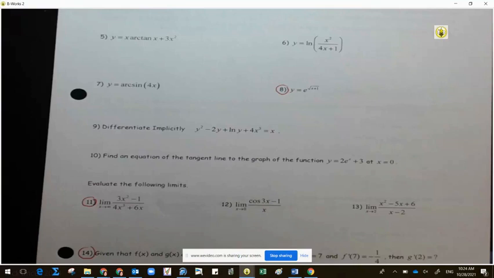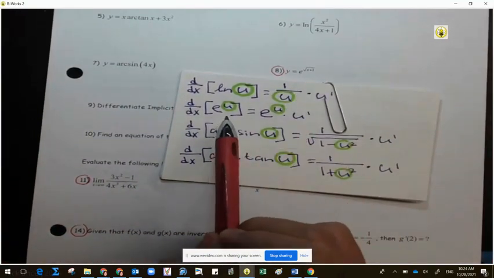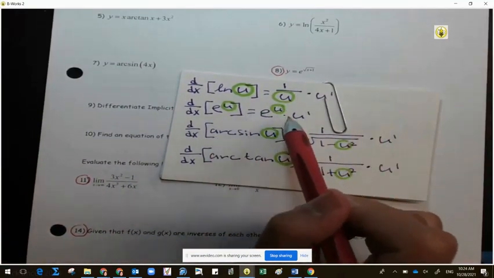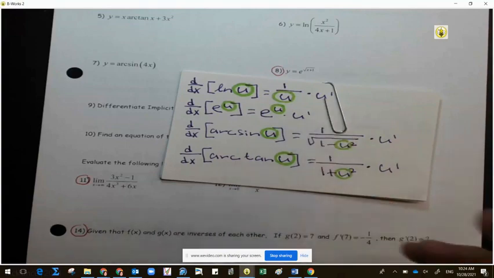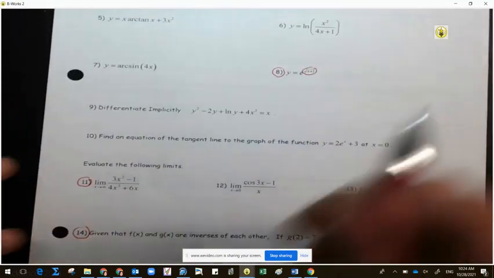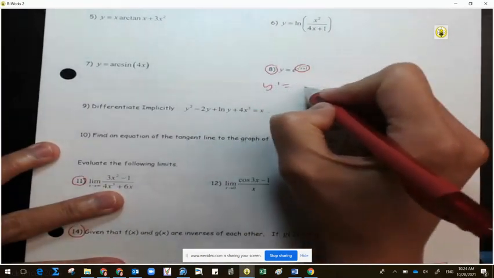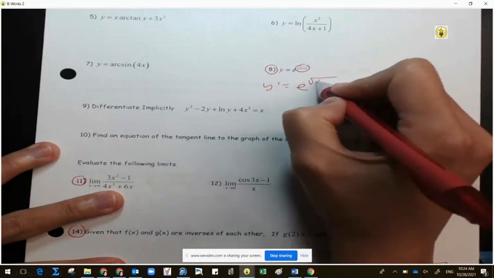Asking us to find the derivative. So if you need your card, use it, but here's a reminder. E to the u is basically that itself times the derivative of the power. Okay, so let's go ahead and circle that power as a reminder. So we have y prime, copy as it is.